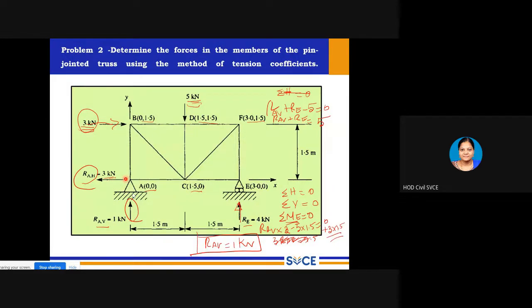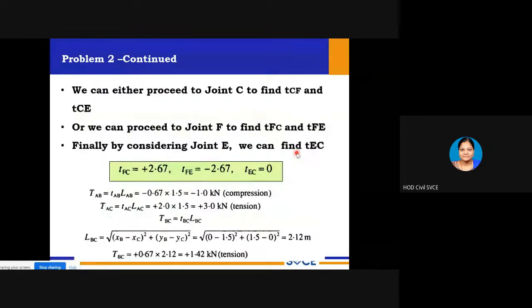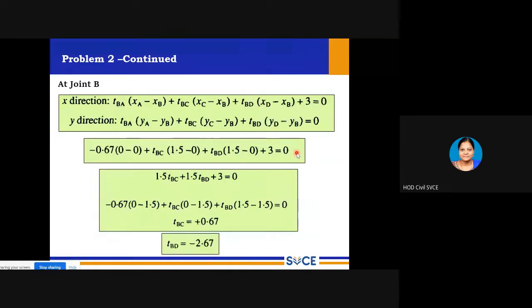So after completing the joint B, which joint shall we move? Okay. So first joint A, the second joint is B, the third joint is D, we have considered. So now after completing the joint D, which joint will be convenient for us? Whether C or F? C. Why C? Why not F? Arun Kumar sir. What is the advantage of taking the joint C or any disadvantage you have while considering the joint C?